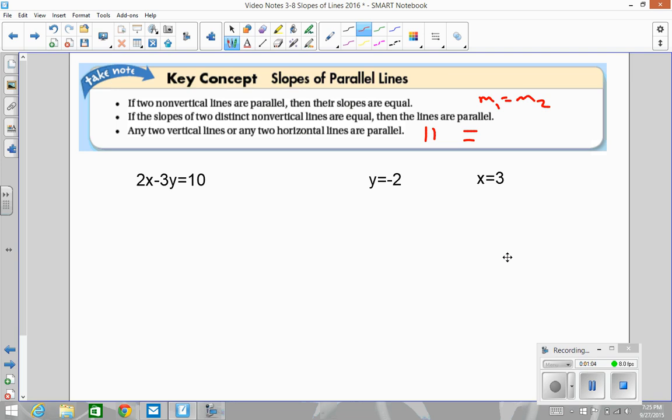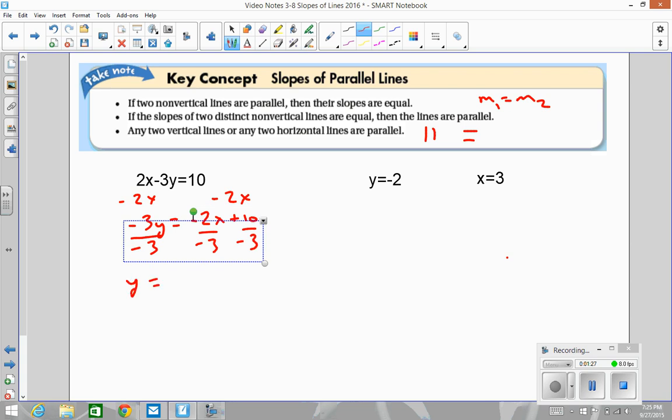So if I look at this equation here, 2x minus 3y is equal to 10, and I solve this for y and get it in y equals mx plus b form, that would be minus 2x minus 2x, so negative 3y equals negative 2x plus 10. We divide by negative 3, and I like to divide each and every term by negative 3. And so then y is equal to 2/3 x minus 10 over 3.